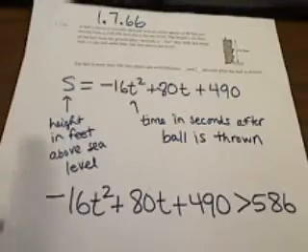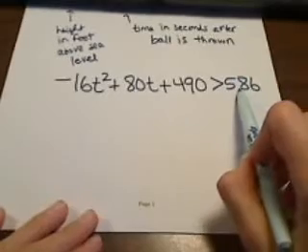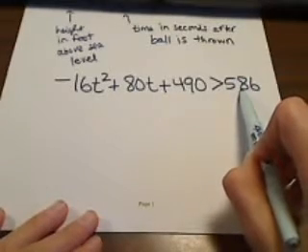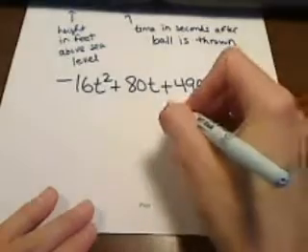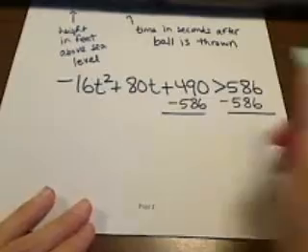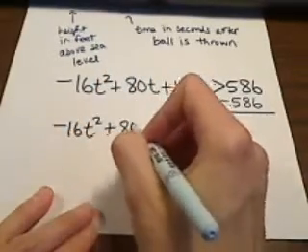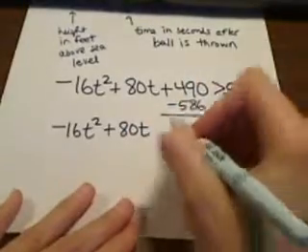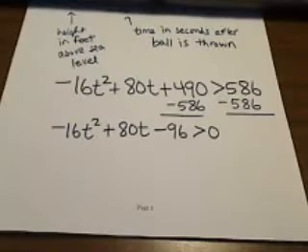Okay. All right, so the way that we're going to do that, first of all, is set it to 0, or set it greater than 0. And we're going to move the 586 over. So I'll subtract 586 from both sides. Okay, so we get negative 16t squared plus 80t, and this will be a negative 96 when we do that subtraction.